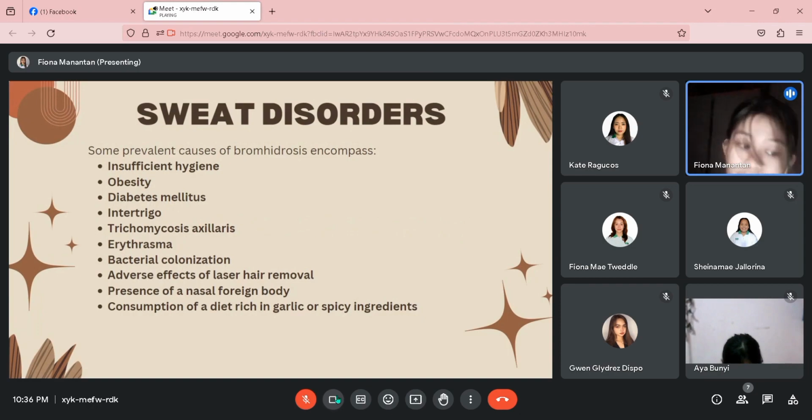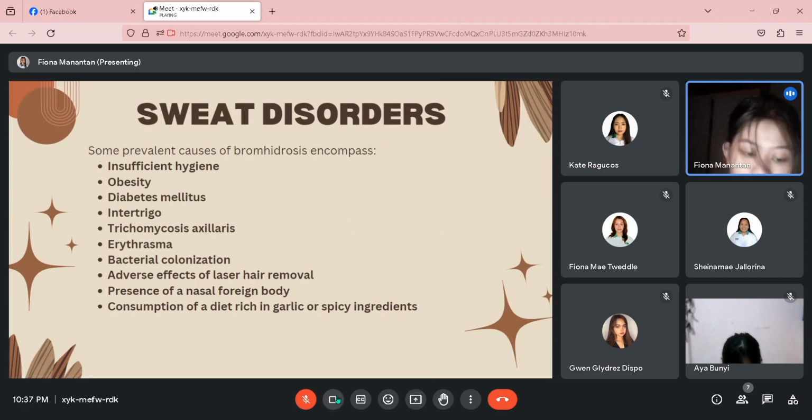First, insufficient hygiene. So we know that sweat itself is odorless, but when it comes into contact with bacteria on the skin, it can break down and produce odor causing compounds. Therefore, poor hygiene allows bacteria to thrive on the skin, increasing the likelihood of body odor. Second, we have obesity. Obesity is excess body fat, which can create more folds and creases in the skin. This provides a moist environment for bacteria to grow. Now, this can lead to increased sweating and body odor, especially in areas like armpits, groin, and under the breast.